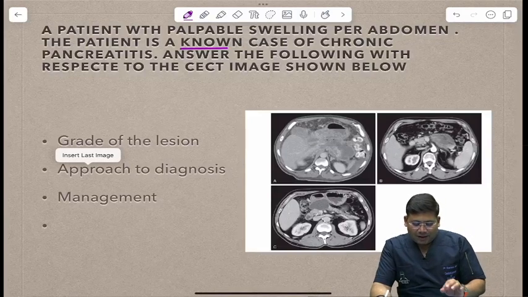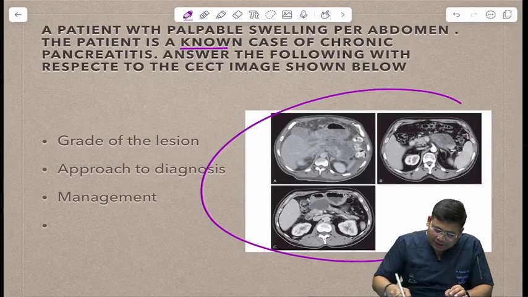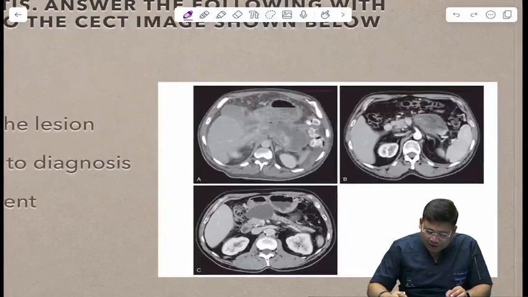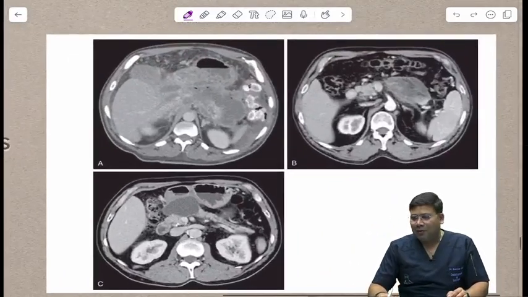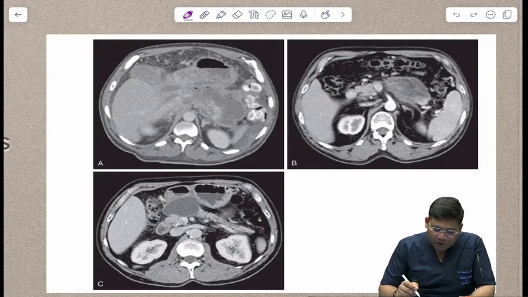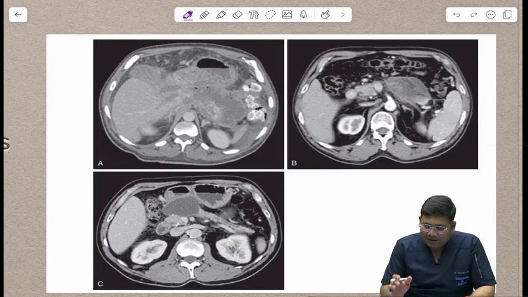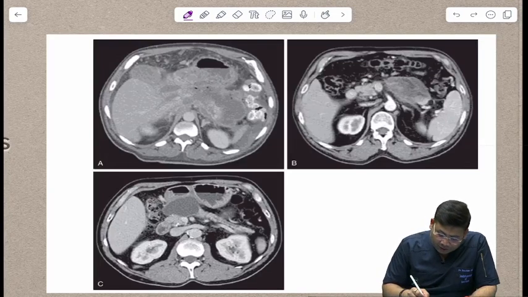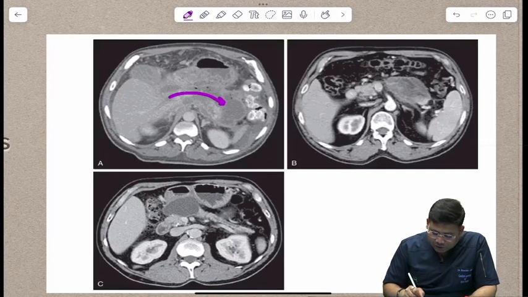Now this is the CT image shown. So I'll zoom the CT for you. Many of you are quite uncomfortable with reading the CT, but it's the easiest of all. So what are you seeing in this CT? Here, this is the vessel that you are seeing. So this is the location where you should actually be getting the pancreas.